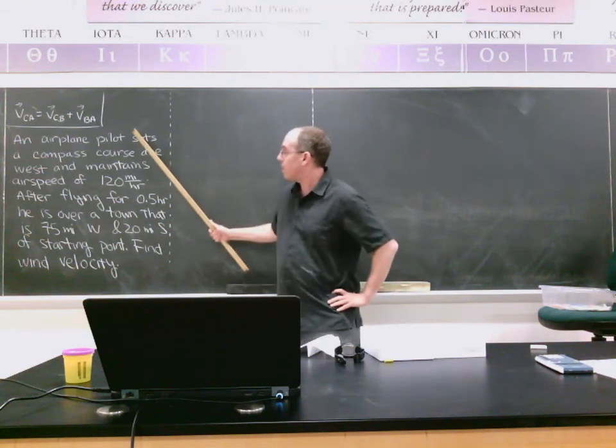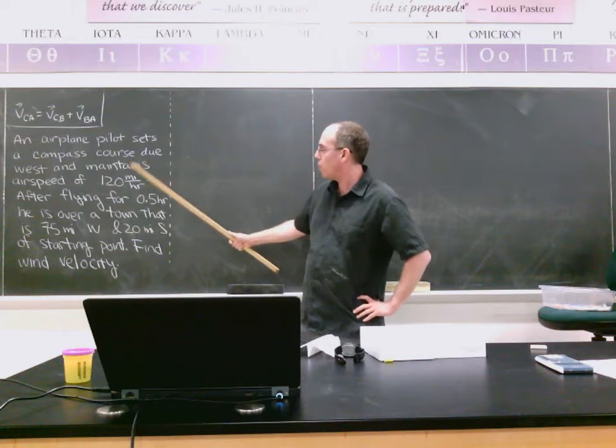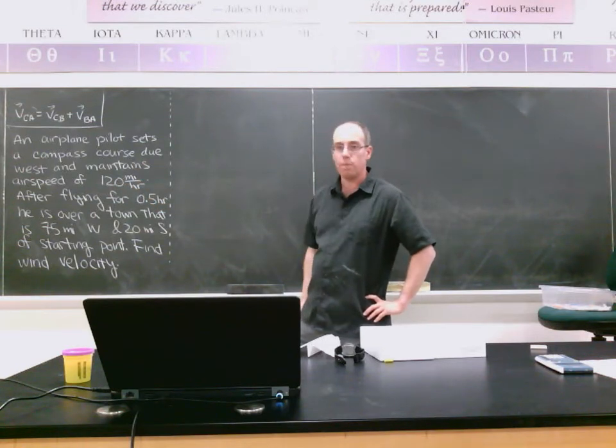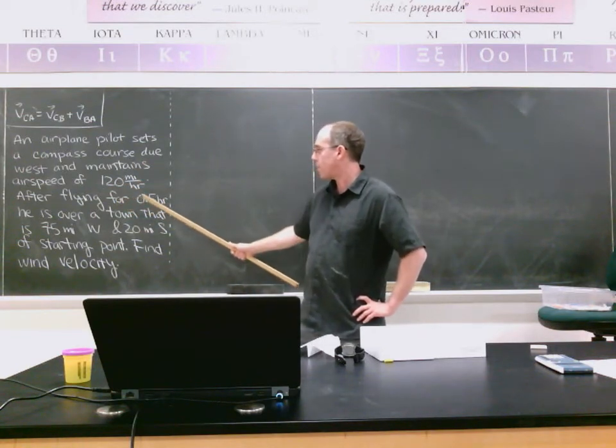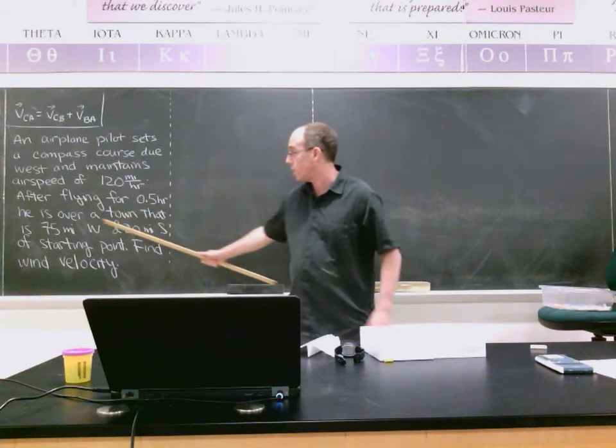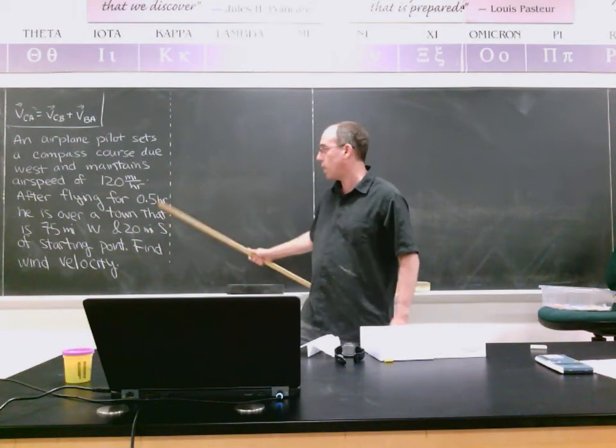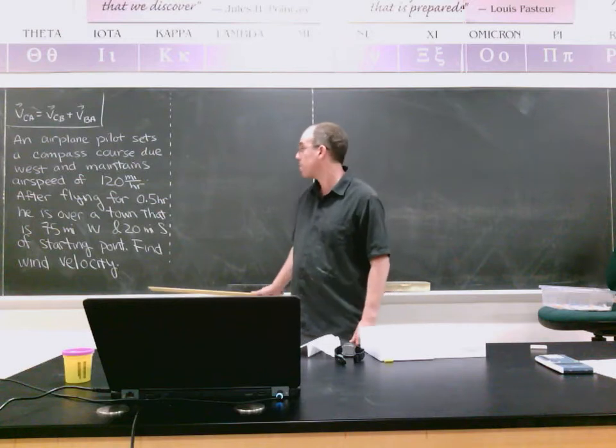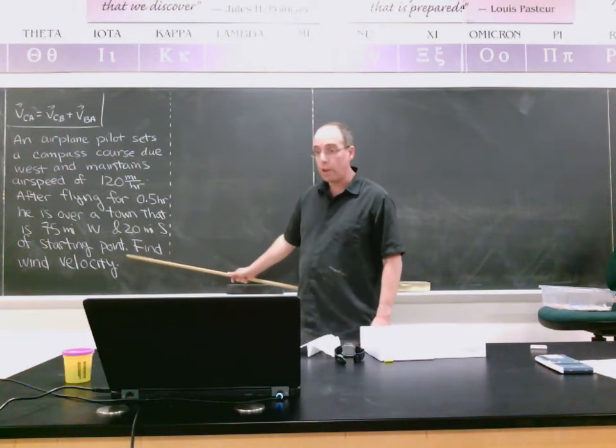Okay, so we have an airplane pilot who sets a compass course due west and maintains an airspeed of 120 miles per hour. After flying for half an hour, the pilot is over a town that is 75 miles west and 20 miles south of the starting point. We want to find the wind velocity.